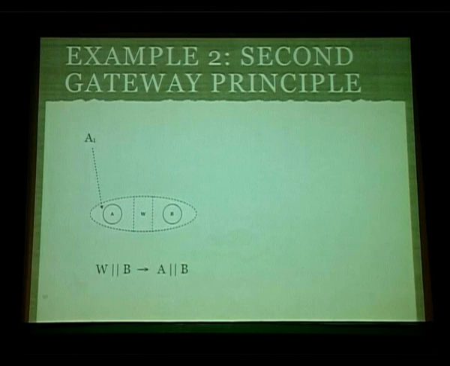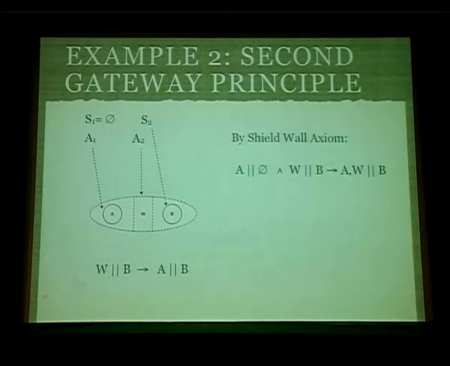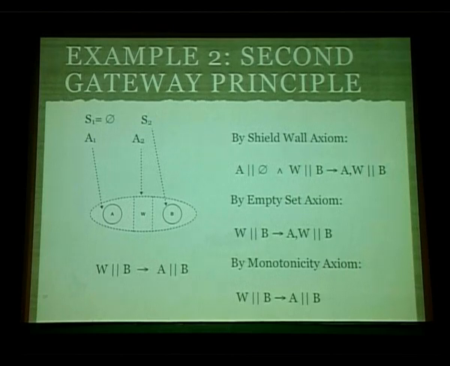Indeed, we pick A to be our first warrior. W, the gateway, is the second warrior. The shield of the first warrior is empty. The shield of the second warrior is the enemy. Well, magically, if you write down the shield wall axiom, this part is always true by the empty set axiom. Empty set cannot disturb anything. So the difference between what we have right now and what we need is just this extra W, which could be removed by the monotonicity axiom. And we're done.